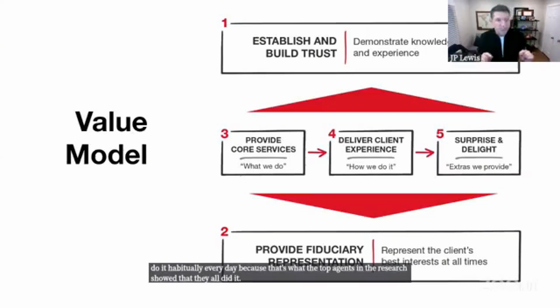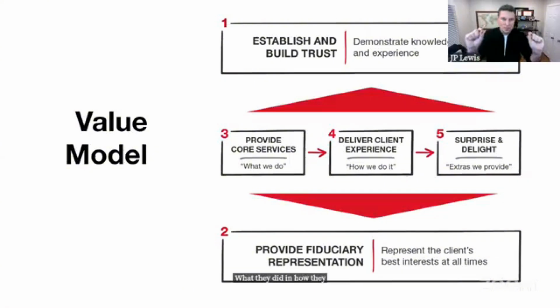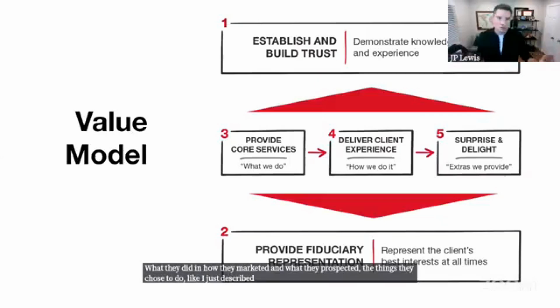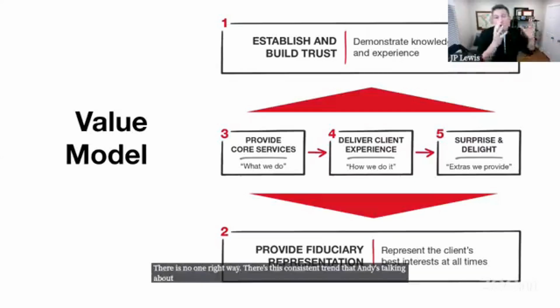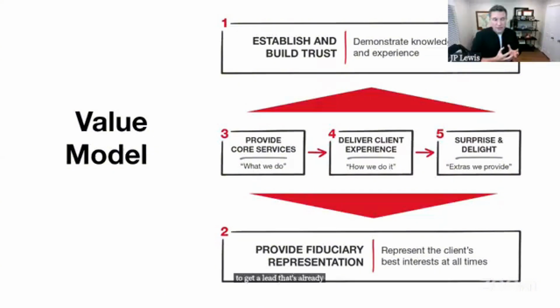What they did in how they marketed and what they prospected, the things they chose to do, like I just described, were all different and all over the place. They still are today. There is no one right way. There's this consistent trend that Andy's talking about that is happening where we're all going to portals and doing the easy thing, which is turning over money to get a lead that's already qualified. And that's fine. Just understand the cost of that. Besides that trend, everyone else is doing different things.